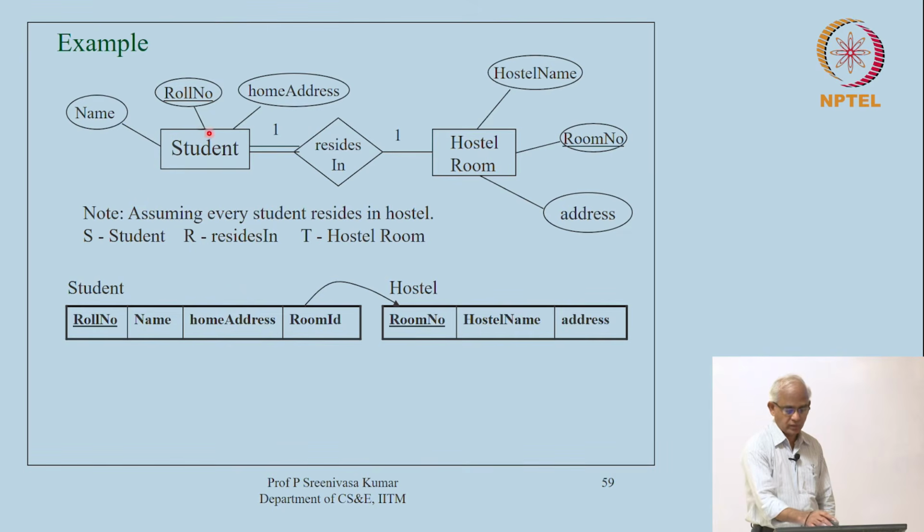Let us look at this student entity and hostel room entity. Student is identified by roll number, and for a moment let us assume that hostel rooms are identified by room number. Room number is the key for hostels, let us say. We will make a specific assumption here. We want basically two entities with their keys. So, we have taken student and hostel room, and let us say it is a one-to-one relationship. That means every student is given a hostel room.